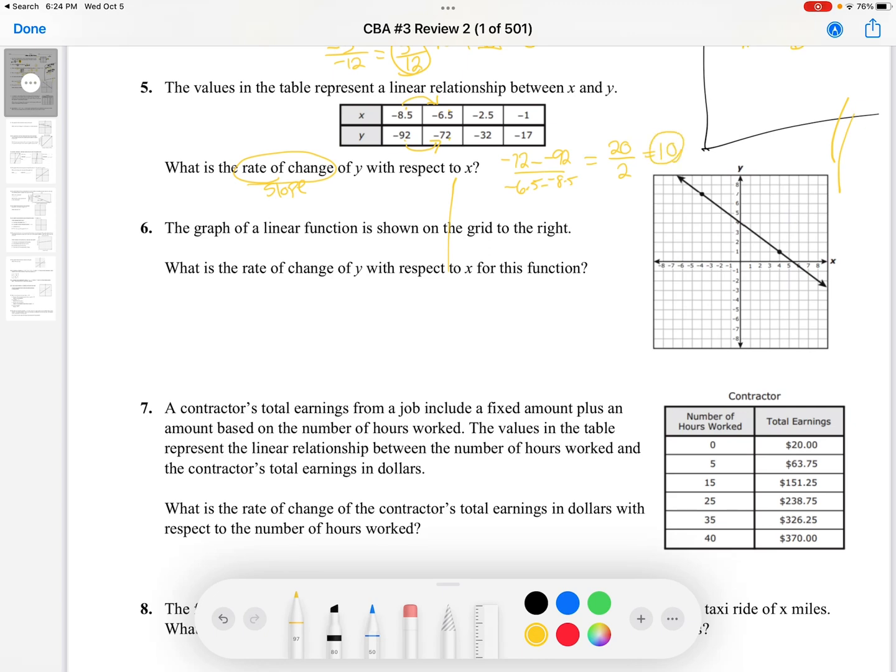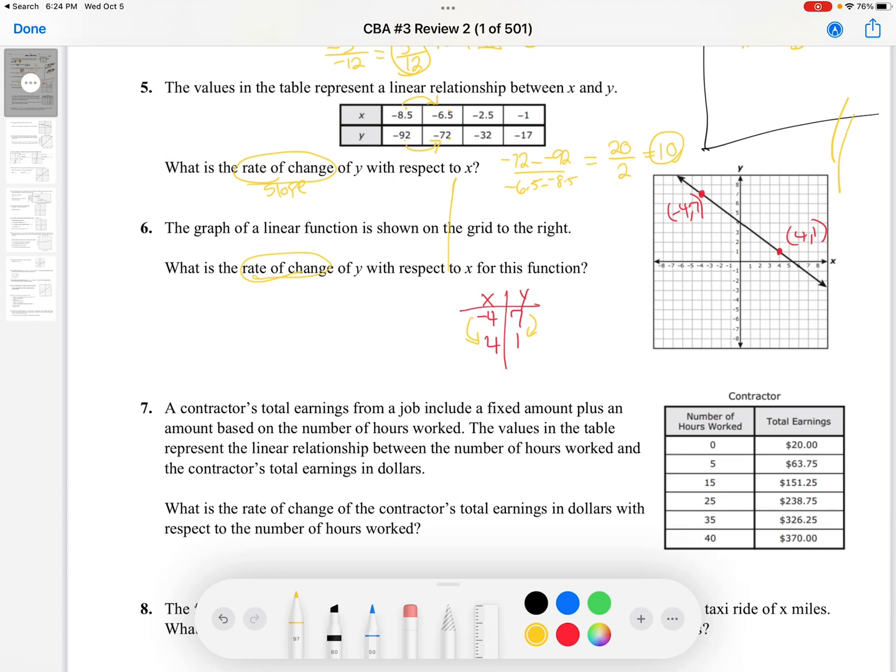Then it says, what is the rate of change of y with respect to x? Keyword is rate of change for number 6. Now we're looking at the graph here. There's a point here and there's a point here. Note that this point, x is -4, y is 7. And then here, x is 4 and y is 1. So let's put that in a table. We'll put our first point first, -4, 7, and then our second point, 4, 1. We have to find our change in y and divide it by our change in x.